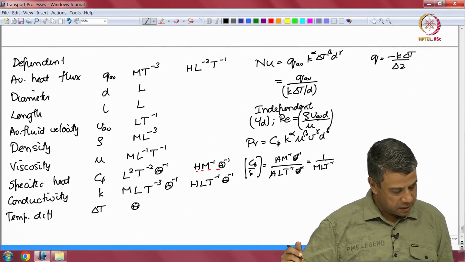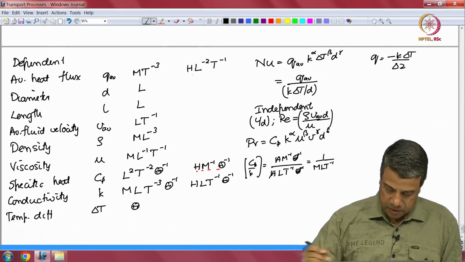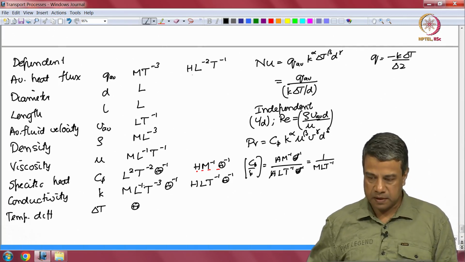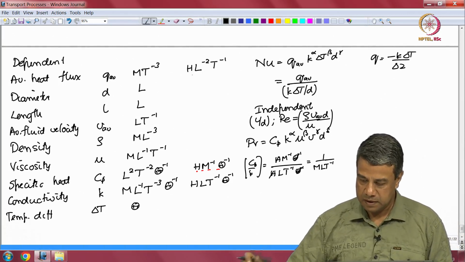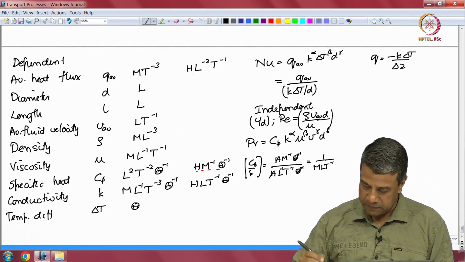This is precisely the same. The thermal conductivity should have an L inverse here. So, kindly correct that. There will be an L inverse here.